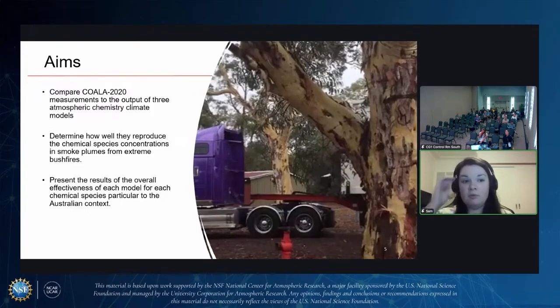So overall, what I want to do is take the KOALA data that we measured in situ, and compare that to, ultimately, 3 atmospheric climate chemistry models. And I want to see how well they represent the chemical species and the concentrations of smoke plumes during this one extreme event. I will hopefully be able to present a range of these and their specific effectiveness within the Australian context.